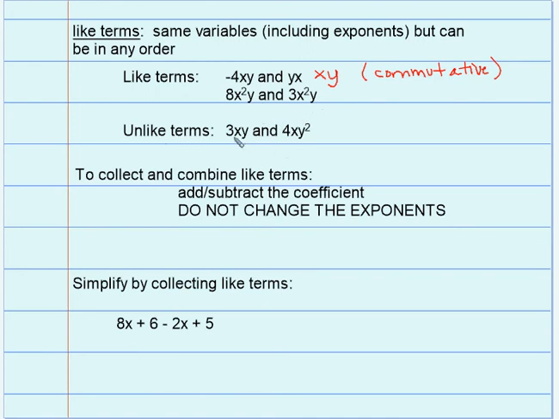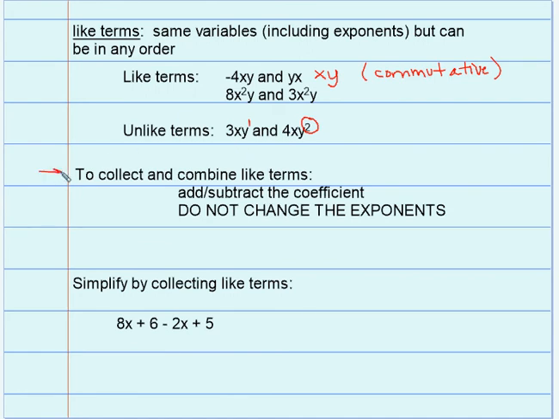Unlike terms: 3xy and 4xy squared. They both have an x, but the powers on the y are different. There is a 2 here and a 1 here, making those unlike terms.